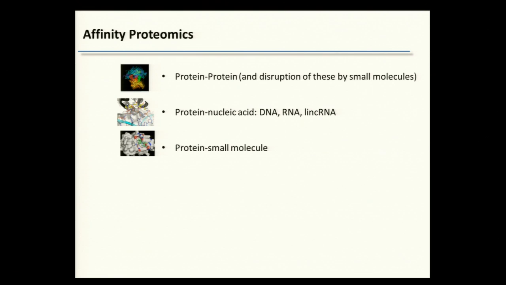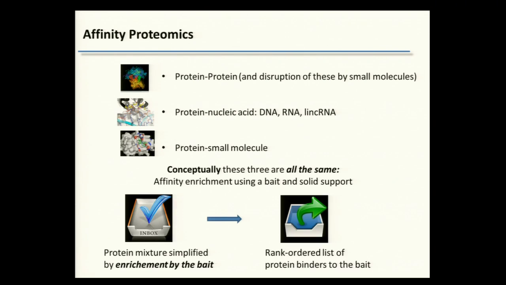And the third type is affinity proteomics, where you're looking at protein-protein interactions, sometimes disrupted by small molecules. Protein nucleic acid, that is a protein talking to DNA, RNA, or protein small molecule, which has been known up to now as target ID, but it's a subset of these, because conceptually, these three are exactly the same. All you're doing is going fishing with the bait.